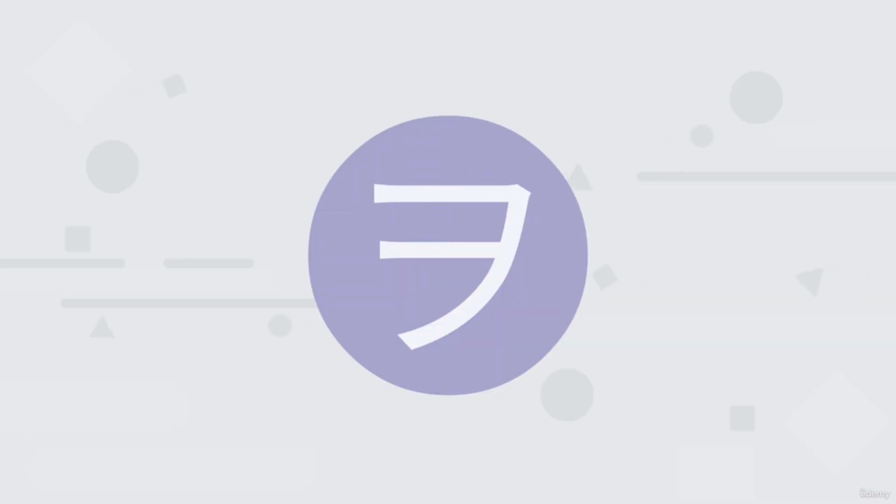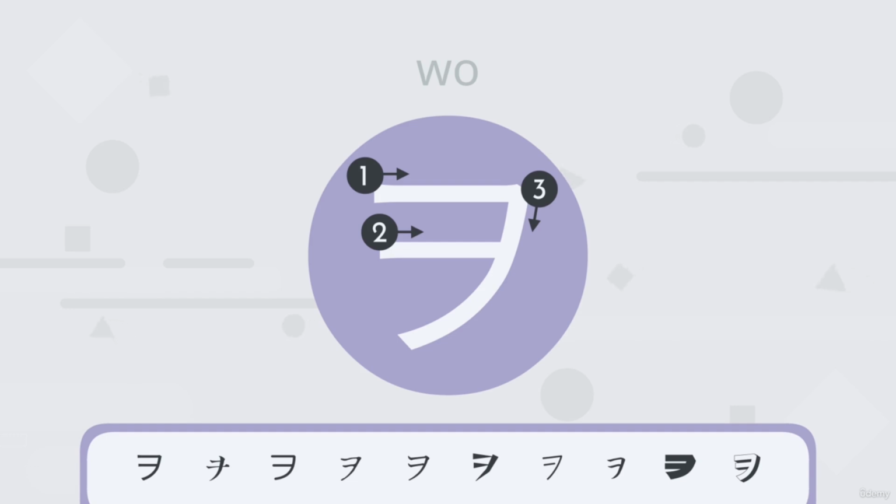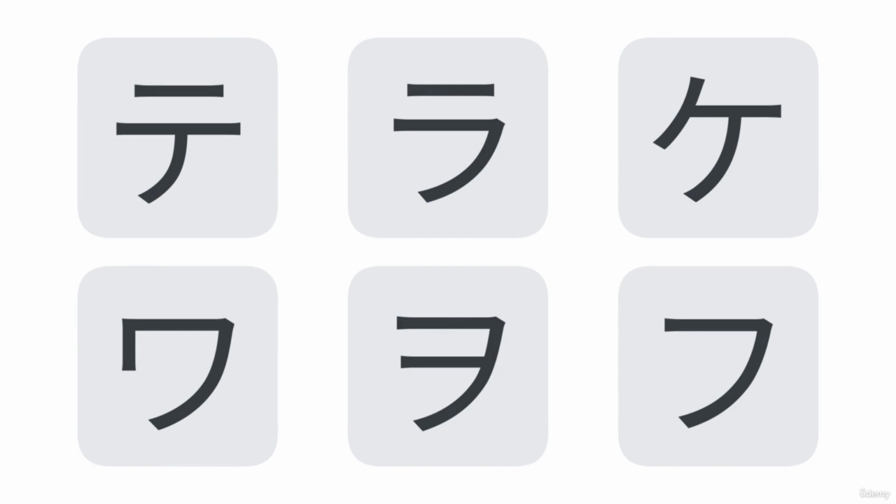The next character we'll learn is o. O. Since o is used as a particle, we very rarely see the katakana o. Which of these characters is o? O.